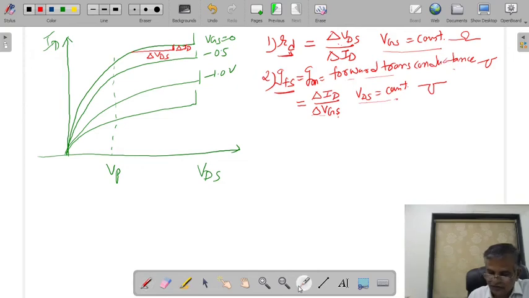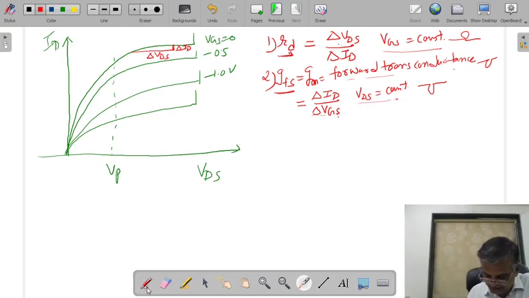Last time. Forward transconductance is the ratio of change in drain current to the corresponding change in gate to source voltage for a constant value of VDS, and it is called GM or GFS. The unit is mho. Second way you can say it: GFS or transconductance is the change in drain current per unit change in gate voltage at a constant value of VDS.